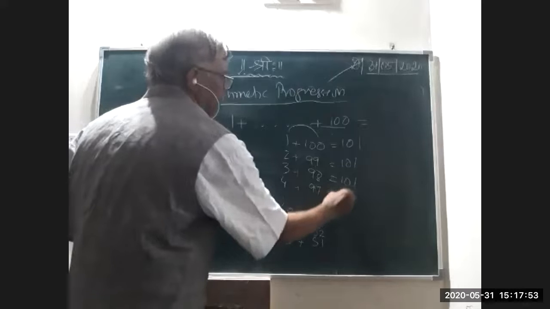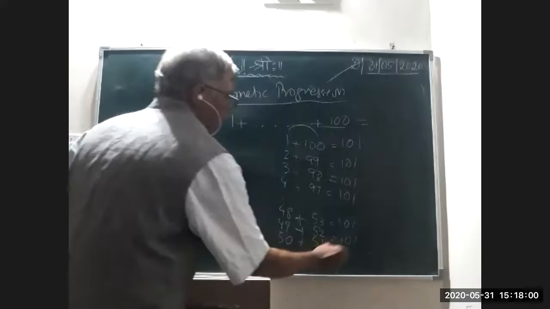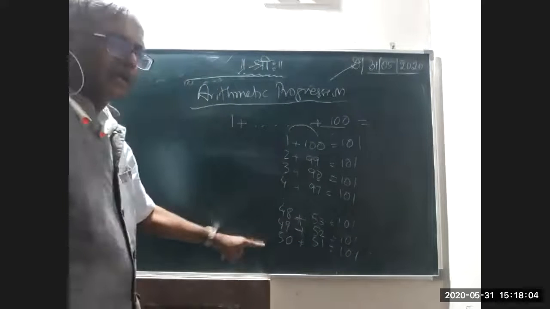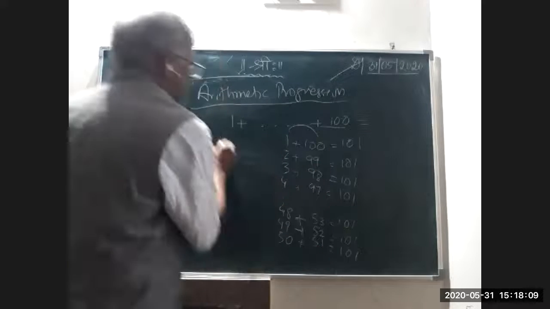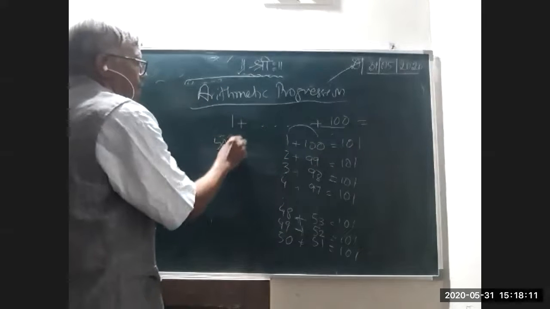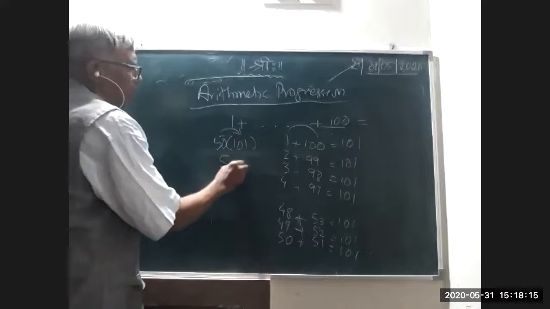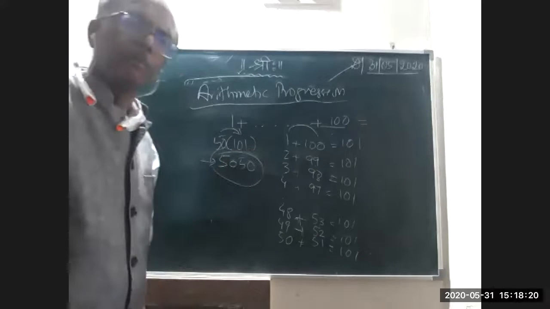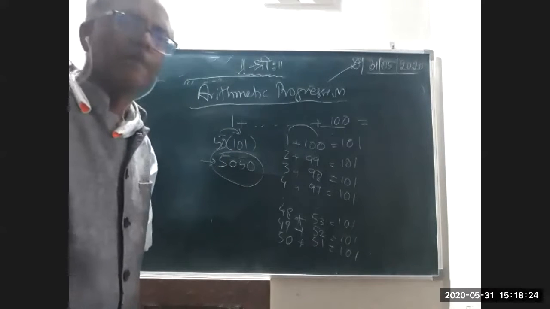Now this is 101 plus 101 plus 101 plus 101. How many 101s are there? 50, because 1 to 50. 50 numbers of 101 are there. He multiplied this. Ultimately, the answer was 5050. Friends, he showed this to madam. Madam was taken aback. She was very surprised. She was so happy about this boy.